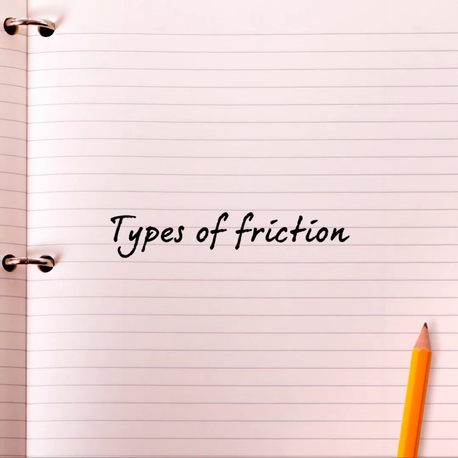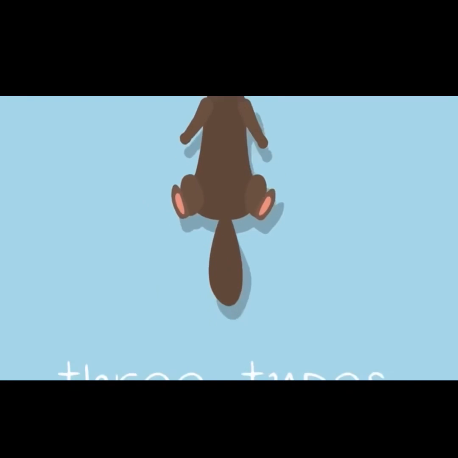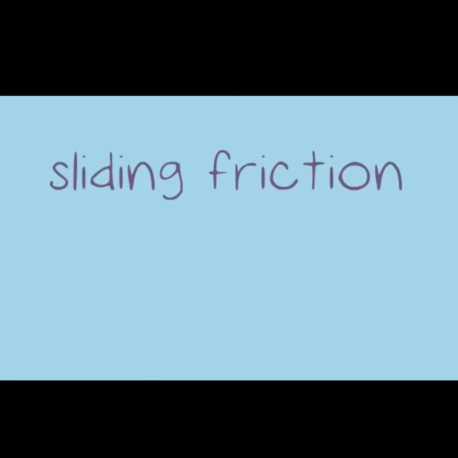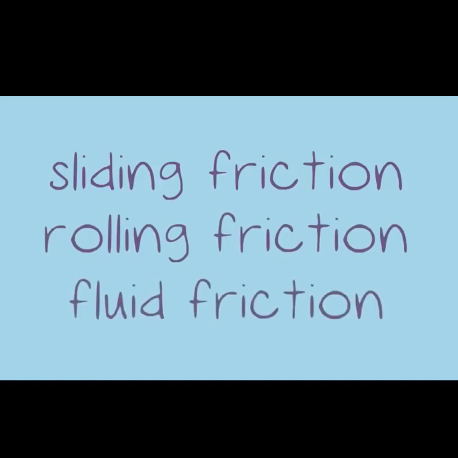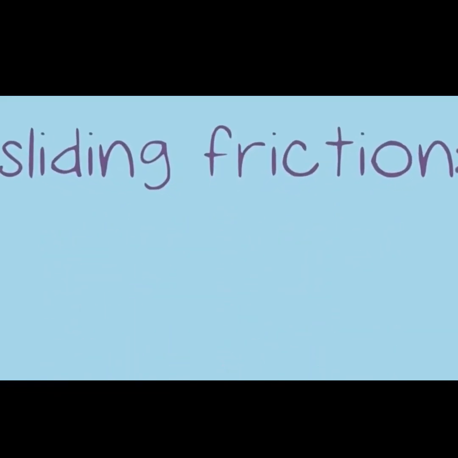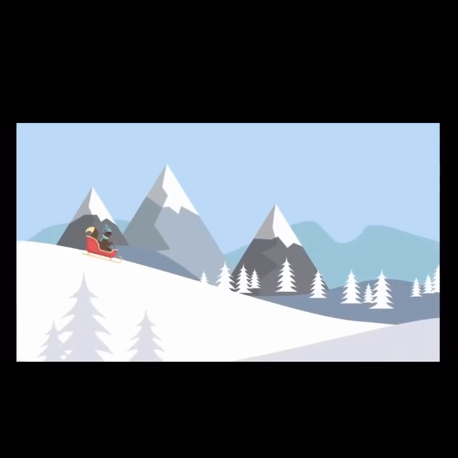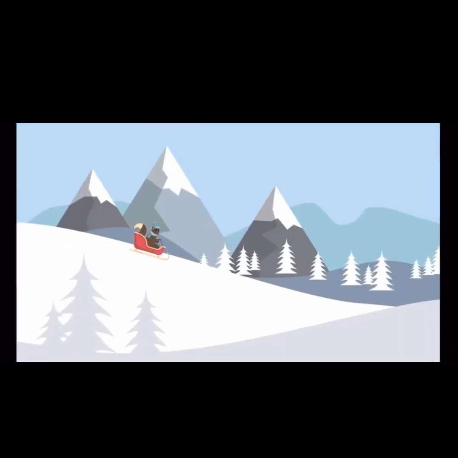Now, let's learn about types of friction. Friction can be broken down into three specific categories: sliding friction, rolling friction, and fluid friction. Sliding friction occurs when two solid surfaces slide over each other. Sledding illustrates this type of friction perfectly.